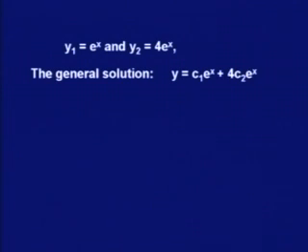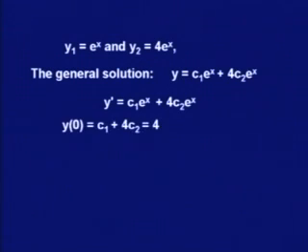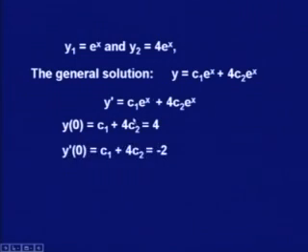Now, I would like to find the particular solution using those initial conditions. So, I find y dash, which would be C1 e to the power x plus 4 times C2 e to the power x. Now, putting in the initial condition at 0, y gives C1 plus 4 C2, and y dash at 0 gives me again C1 plus 4 C2. The conditions given are y(0) is 4 and y dash(0) is minus 2. So, I have got the first equation C1 plus 4 C2 is equal to 4, and the second equation C1 plus 4 C2 is equal to minus 2.